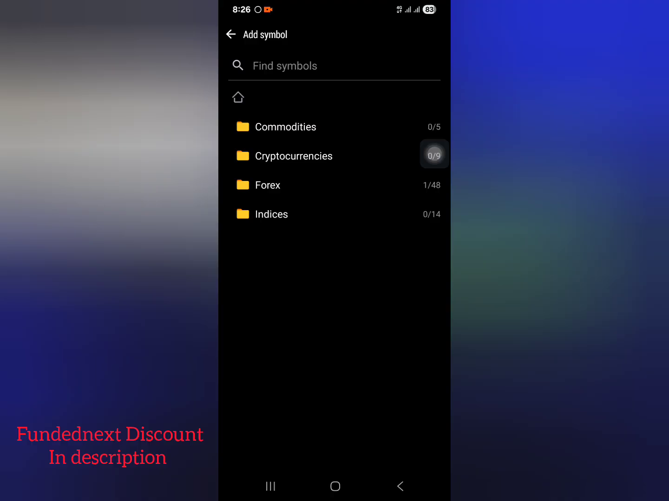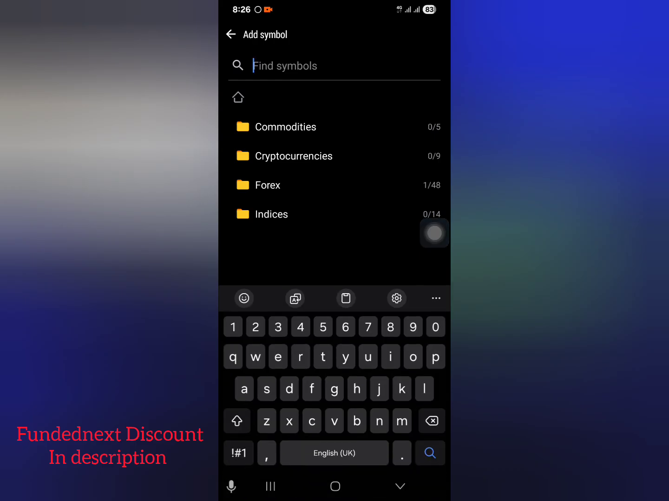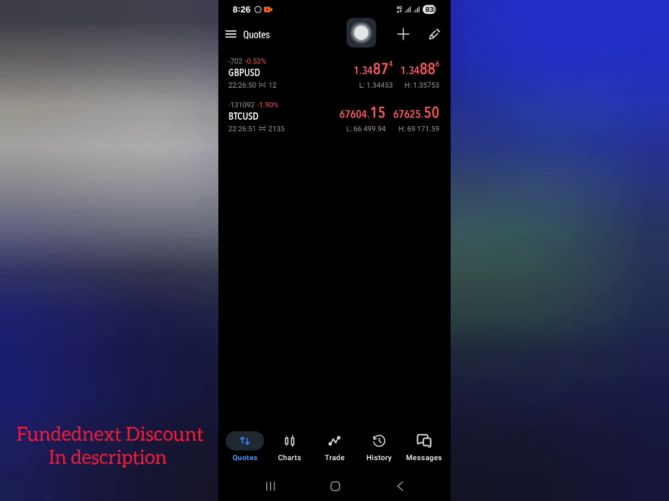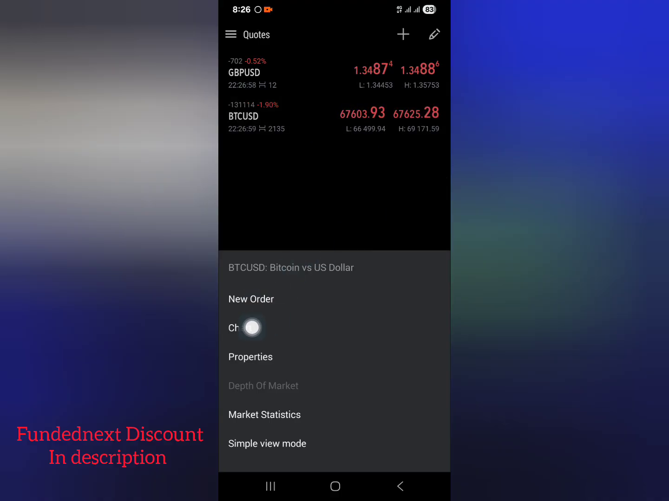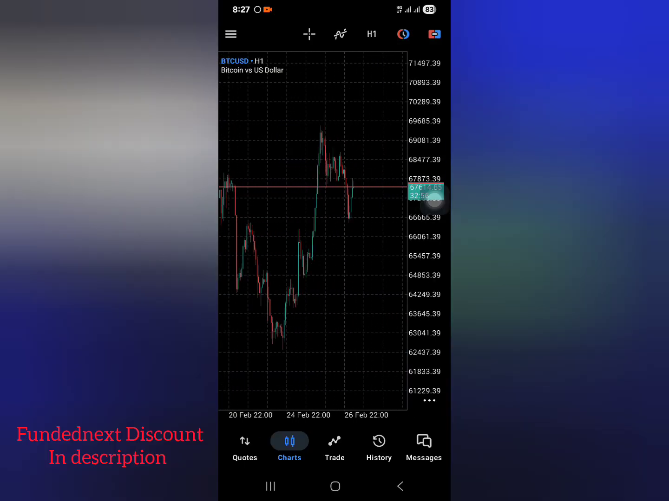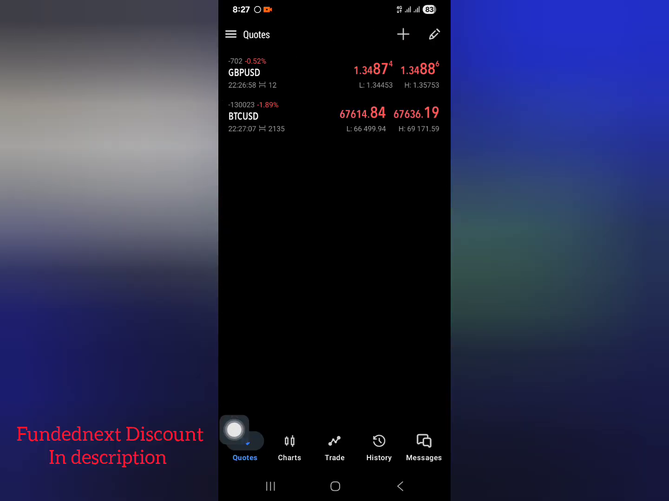You can add some currency, like Bitcoin, a person can add it, and GBP USD. Because we trade currencies, commodities and assets. For an asset like BTC, I see BTC USD. So to trade BTC, you open the BTC chart. Then the chart shows.